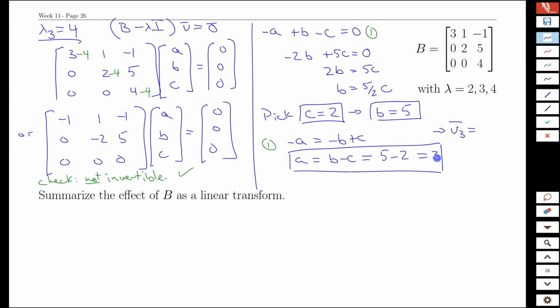Pulling that all together, we get our vector. v3 is the A, which is 3, the B, which is 5, and the C, which is 2. And I would argue no one looking at this matrix, without having done all these calculations, would recognize that this vector, or multiples of it, are just scaled by 4. If you multiply this vector by B, you're going to get 4 times that vector back. You can check it if you like.